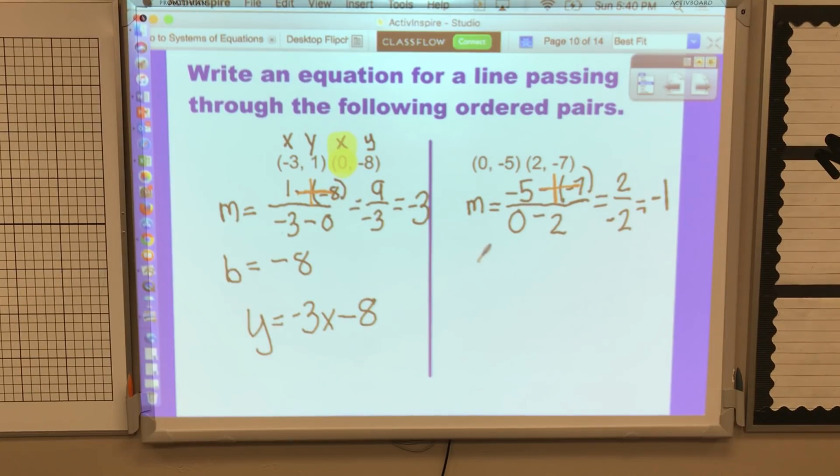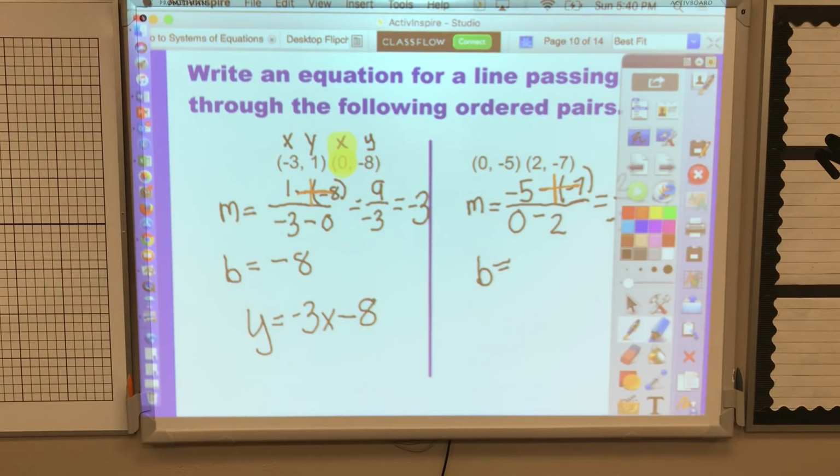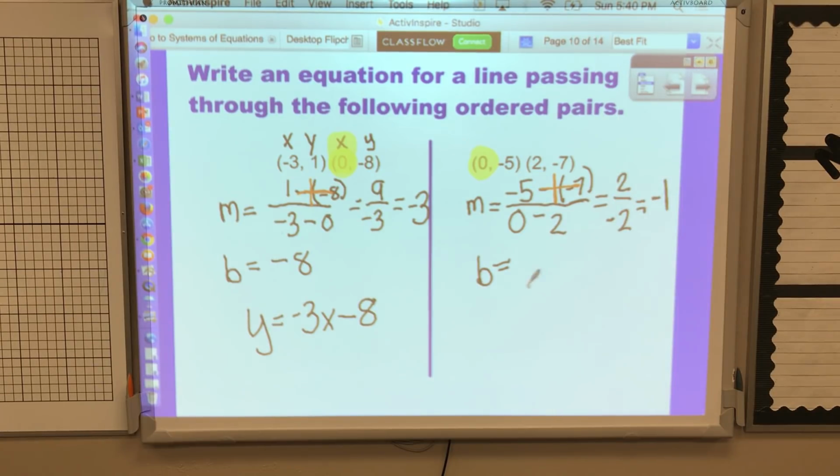Again, we're looking for the ordered pair that has a 0 for x, which in this case is our first one. So my y-intercept, my b, is negative 5. And I'm ready to write my equation. y equals m, which is negative 1, and again, if it's a 1, we just use that negative sign, so negative x plus b, which is again a negative, so it's minus 5.